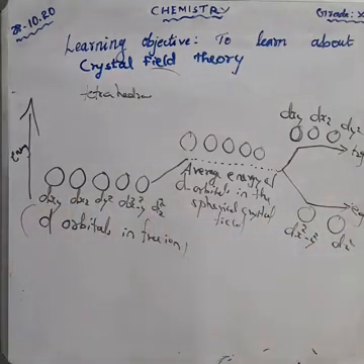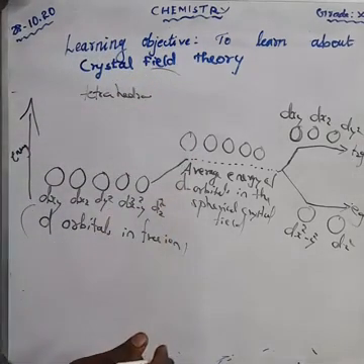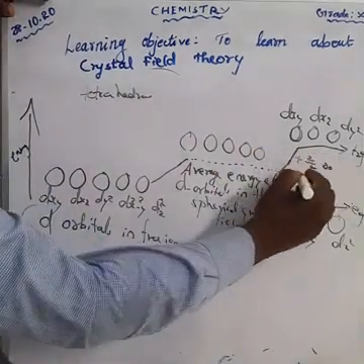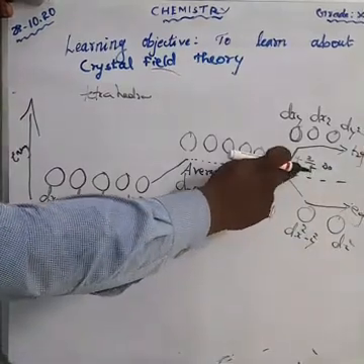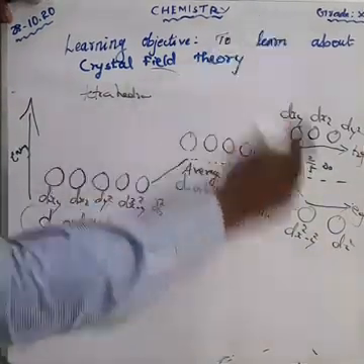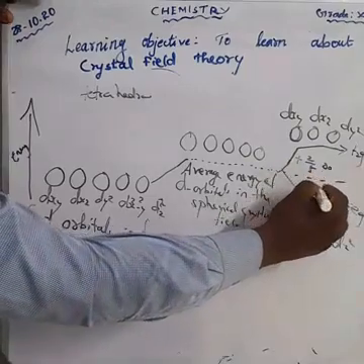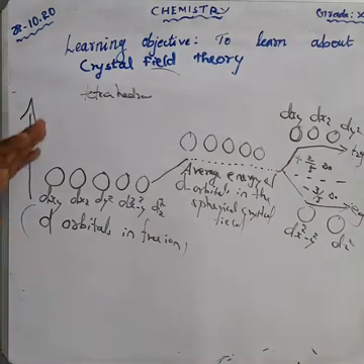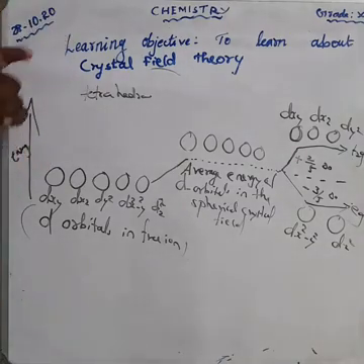Don't forget the energy level. The first one is increasing, the second one is decreasing. Increasing means we are getting plus 2 by 5 delta naught. Decreasing means minus 3 by 5 delta naught. This is the diagram for crystal field splitting of tetrahedral complex, before we learn the crystal field splitting of octahedral complex. This is a 3-mark question.